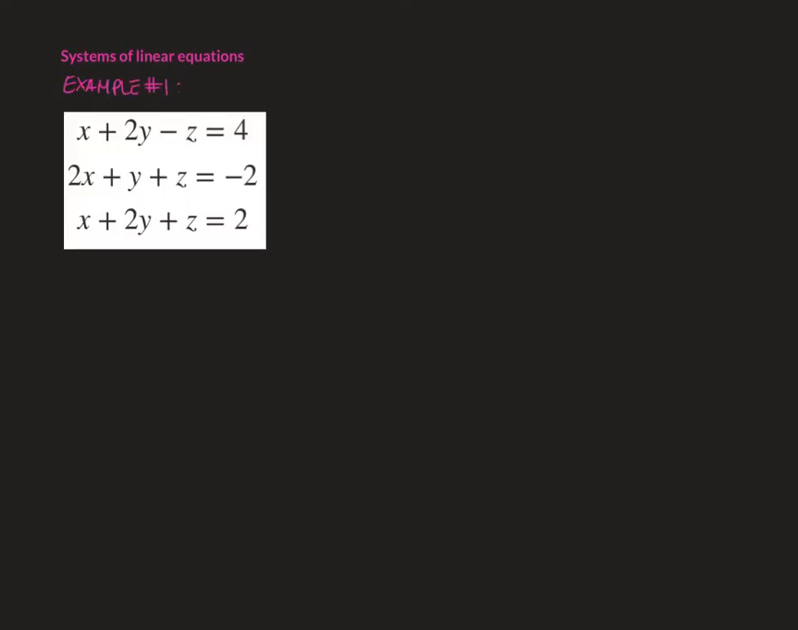To start, let's consider the system of 3 equations that we have here on the screen, and we're going to use the method of elimination. I'm going to start by labeling my equations: equation 1, equation 2, and equation 3. And what I'm going to do is select these equations by pairs. So for example, I'm going to work with equation 1 and equation 2 first, and later I will work with equation 2 and equation 3 separately.